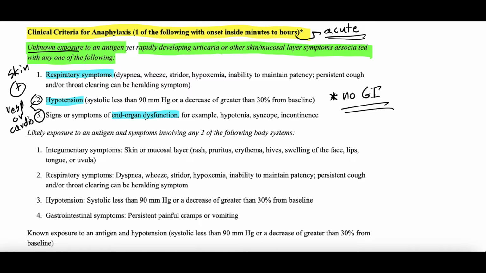Or if you have any end organ dysfunction, right? It means you're not perfusing your organs, so you pass out, or you're incontinent of urine, or you have low tone in your muscles, right? These are things we don't typically think of with anaphylaxis, right? If someone comes in and they have urticaria and they were incontinent, I don't immediately think of anaphylaxis, but you should. And that's why they have this in the definition, the diagnostic criteria.